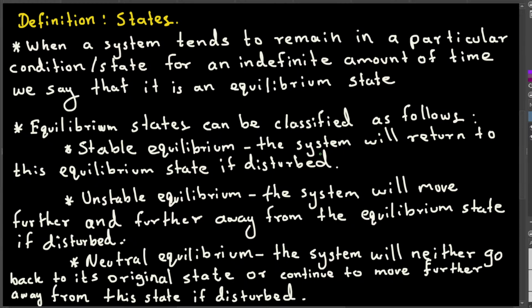Stable equilibrium: the system will return to this equilibrium state if disturbed. Unstable equilibrium: the system will move further and further away from the equilibrium state if disturbed. Neutral equilibrium: the system will neither go back to its original state nor continue to move further away from this state if disturbed.